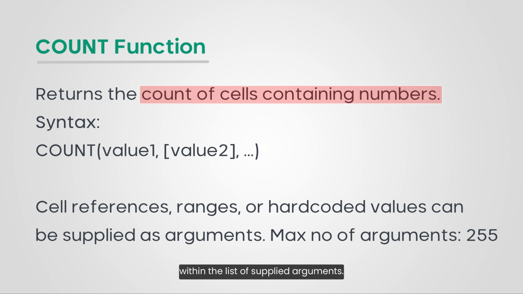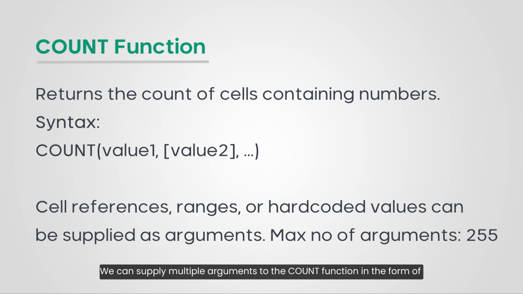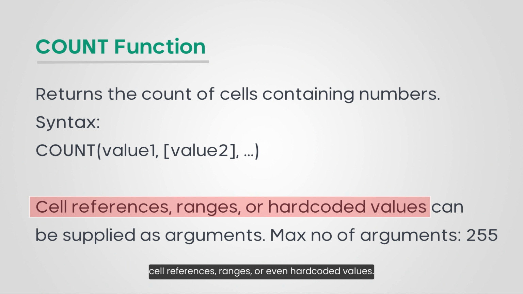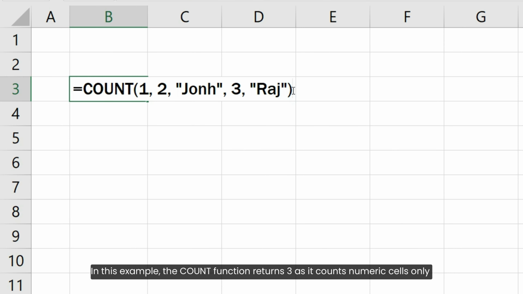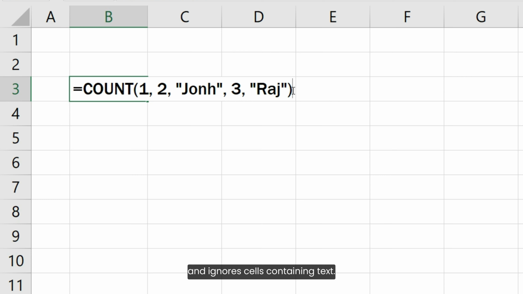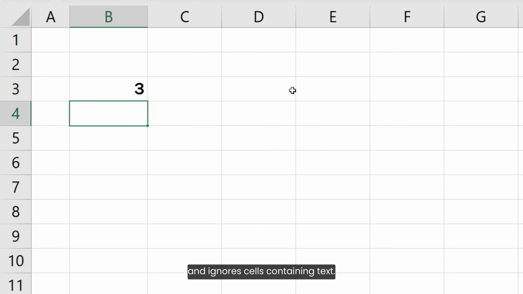The Excel count function returns the count of cells that contain numbers within the list of supplied arguments. We can supply multiple arguments to the count function in the form of cell references, ranges, or even hard-coded values. We can supply a maximum of 255 arguments to this function. In this example, the count function returns 3 as it counts numeric cells only and ignores cells containing text.